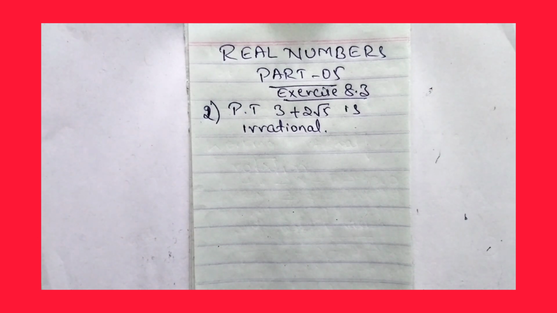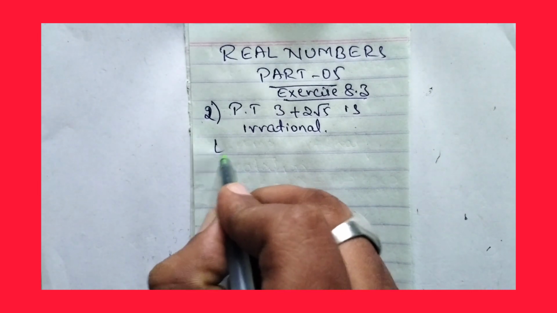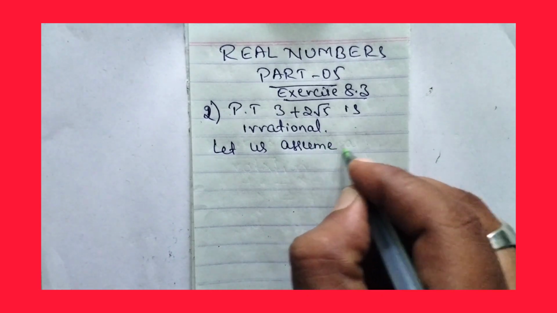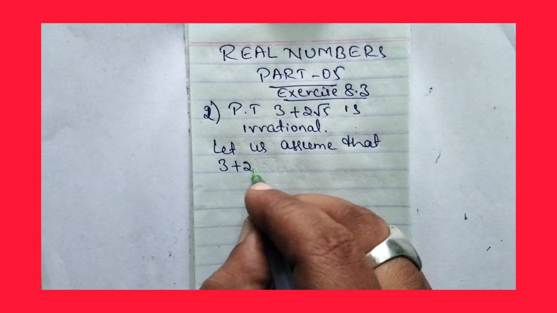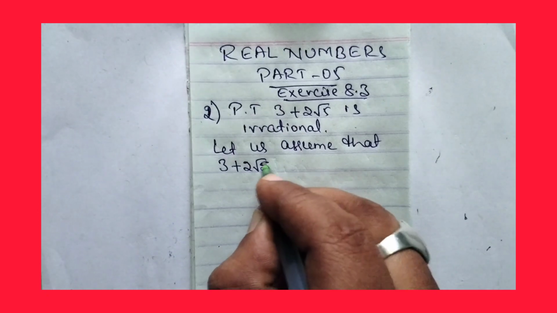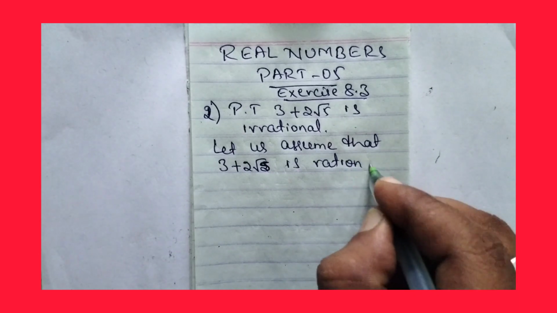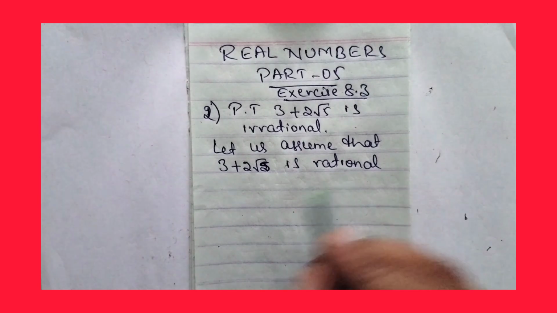So in this video, let us prove that 3 plus 2 root 5 is irrational. So let us prove this one. Let us prove that 3 plus 2 root 5 is irrational. So now for this one, let us assume that 3 plus 2 root 5 is rational. This is the first sentence you have to write.